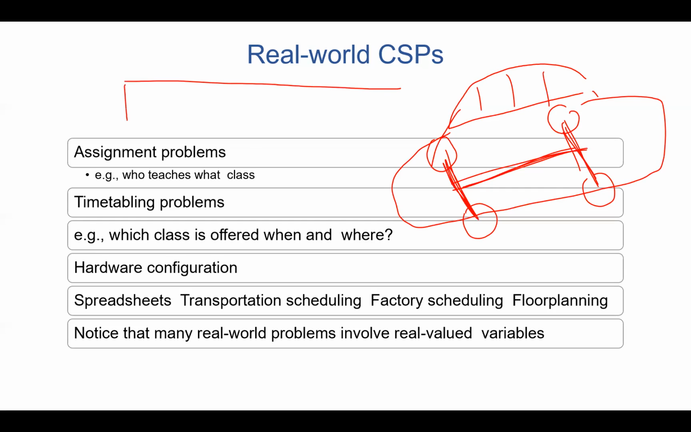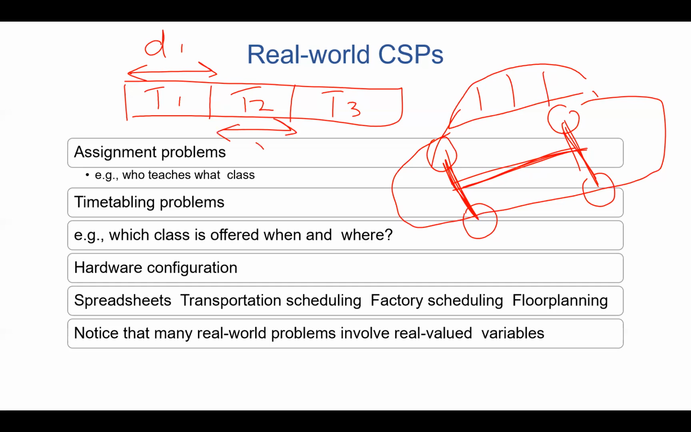Let's say task one is to build the axle. Then install the wheels, then do the assembly. Each task takes a specific amount of time, like D1. This one takes D2. The constraints in this problem can be: task one, build the axle, takes D1 amount of time, and T2, task two, installing the wheels, cannot start until this task is done.